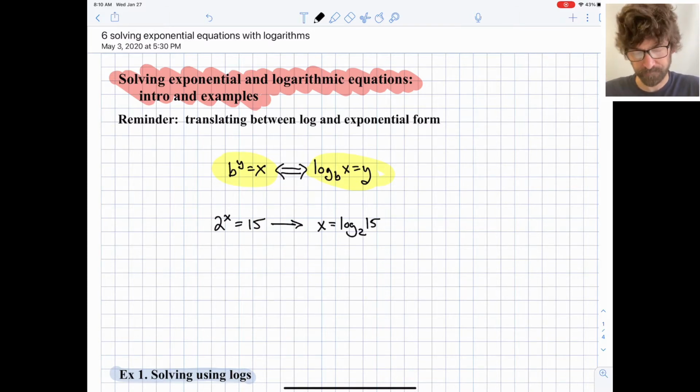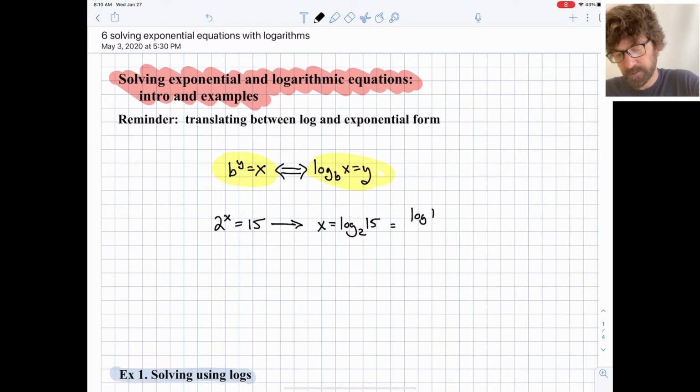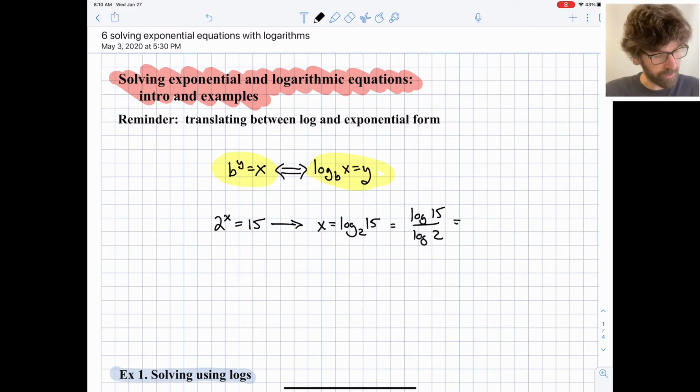I hope you can see right now that our calculator might not be able to do a base of 2 logarithm, but our calculator can manage the change of base property. So let's change it into a base of 10. So this turns into log 15 over log 2, and those are common logs, base 10. Just go to our calculator, and I get 3.91 when I round to 2 decimal places.